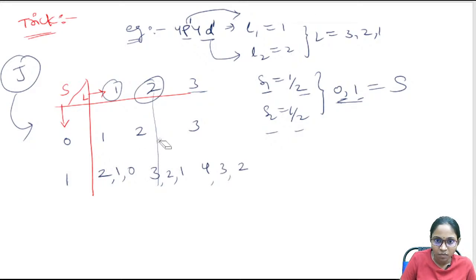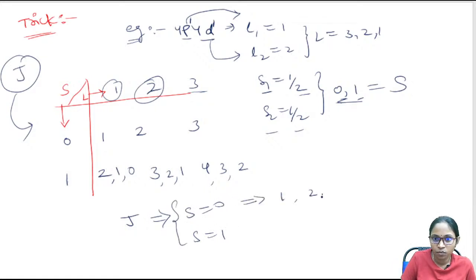So these are nothing but J values. Therefore you have the J values here for S equals 0 and for S equals 1. J values for S equals 0 and S equals 1 will be 1, 2, 3 and 0, 1, 2.